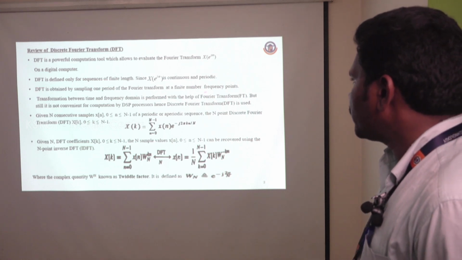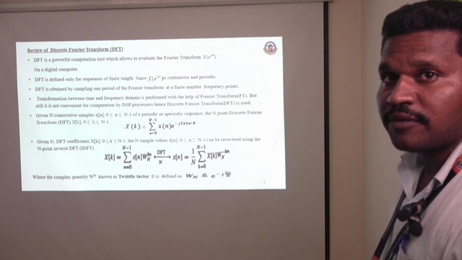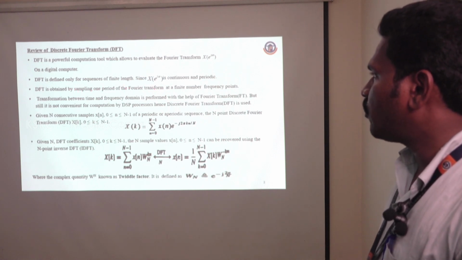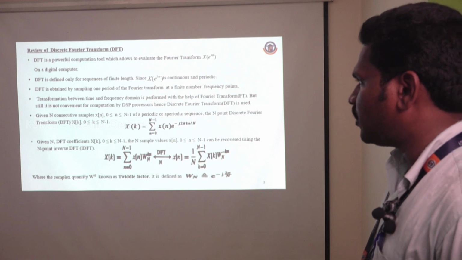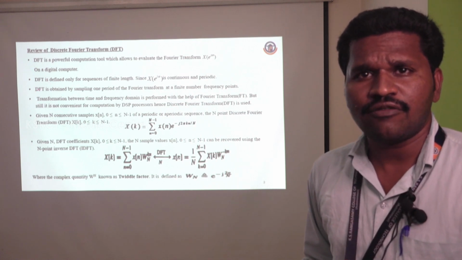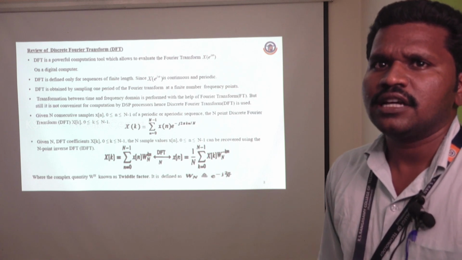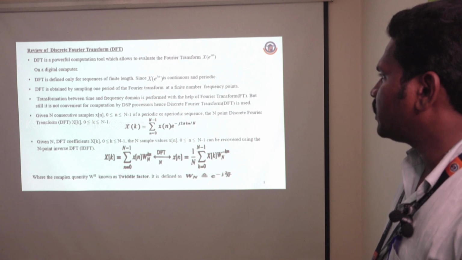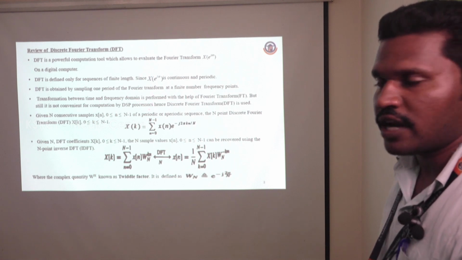So what do we mean by periodic? Periodic means that it has a finite period. So the DFT is applied by sampling one period of the Fourier transform at a finite number of frequency points. As we know, what is the need of transformation? The transformation is from the time domain into the frequency domain, and it is performed with the help of the Fourier transform.